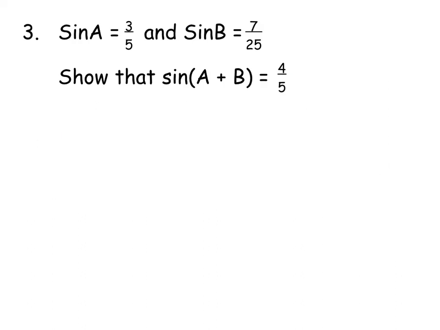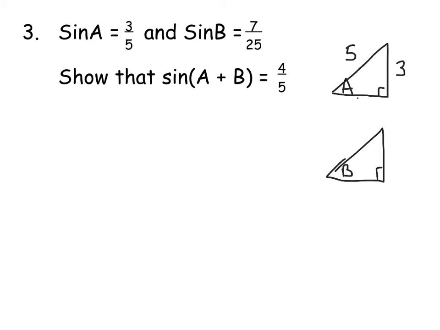Question 3, we're told what sine of A and sine of B are, and we have to show that the expansion of sine A plus B is 4/5. The minute you see this, I want you to draw some little triangles for me. So I'm going to draw 2 right angle triangles, one with an A and one with a B. If sine A is 3 over 5, that means your opposite is 3, your hypotenuse is 5, and that was your classic 3, 4, 5 triangle. For sine B, your opposite would be 7, and the hypotenuse 25. You can then use a bit of Pythagoras to work out the third side, which gives you 24.